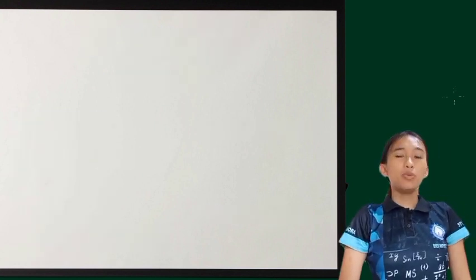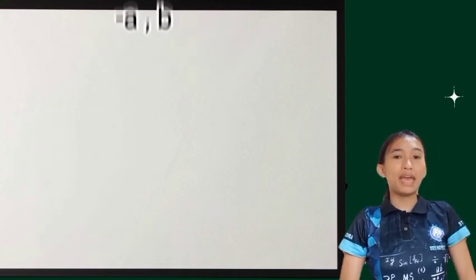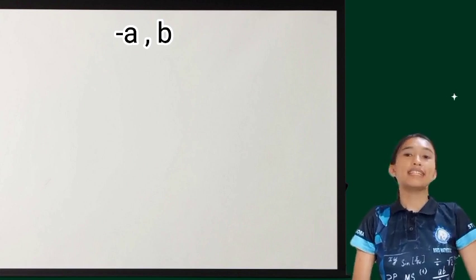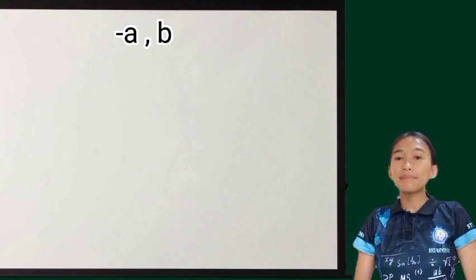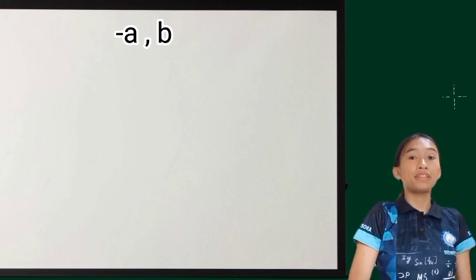So now, how about if we have a negative integer a and a positive integer b? Kasi it has been discussed earlier na a and b can be an element of integers, so pwede negative.